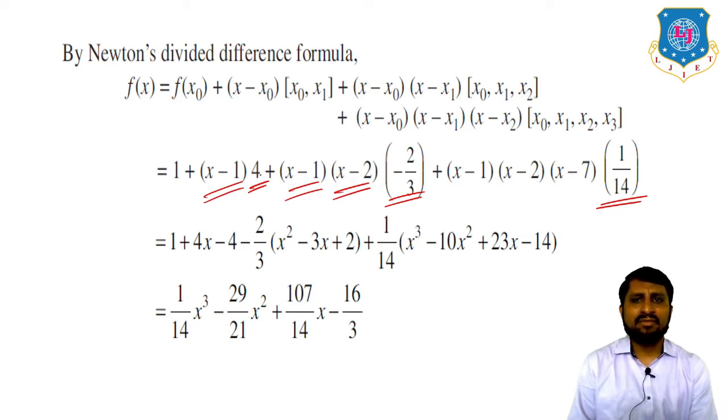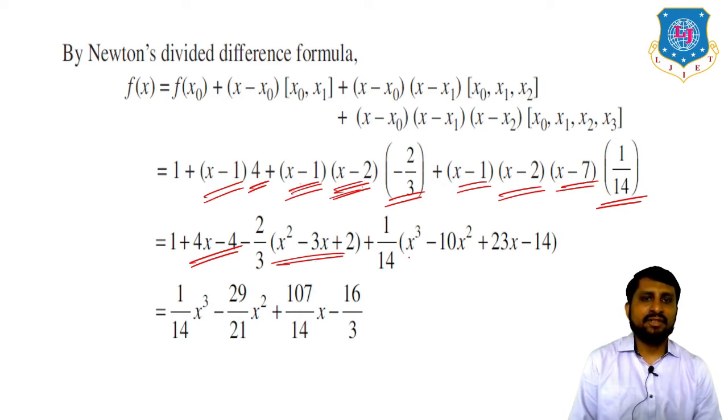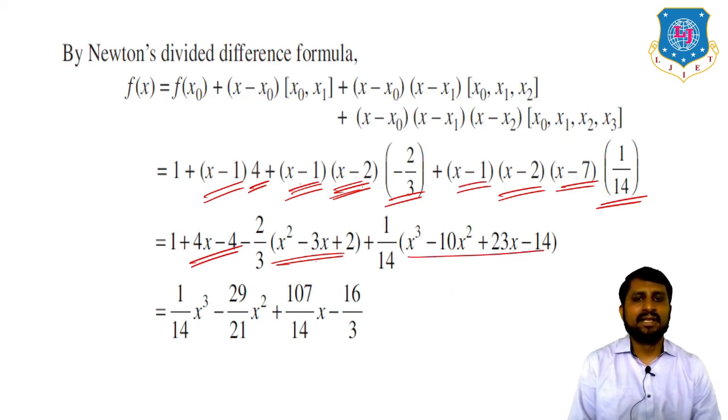Okay, x minus 1 into 4, so that is 4x minus 4, then minus 2 by 3 into x minus 1 into x minus 2, so that you can easily calculate, simplify these 2 brackets. So x square minus 3x plus 2. Now x minus 1, x minus 2, x minus 7. The value of x minus 1 into x minus 2 is already here. So just multiply with x minus 7, you will get this third degree polynomial. Okay, and then take LCM and simplify.